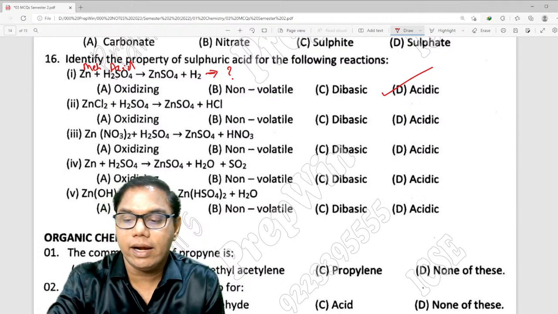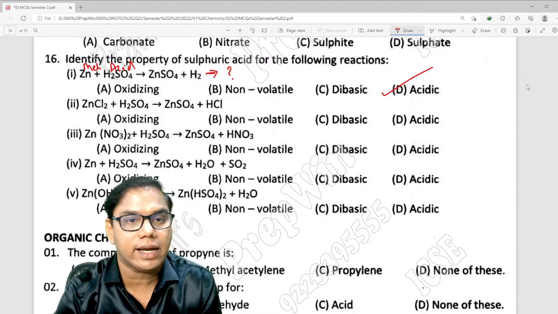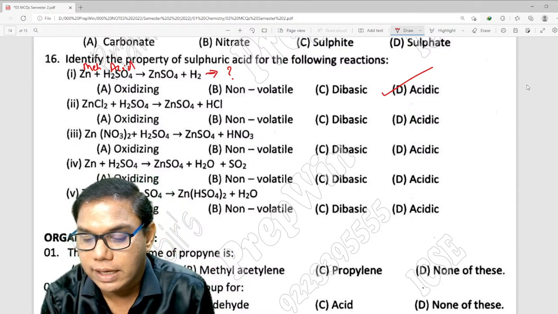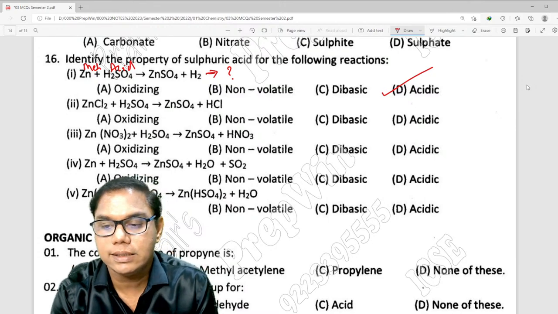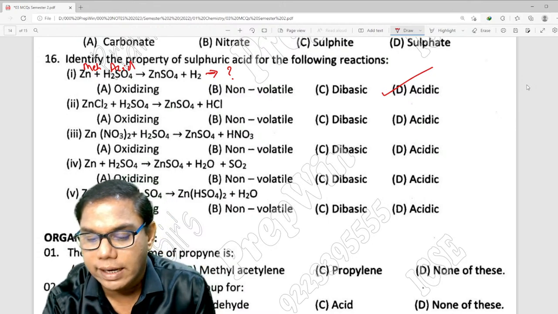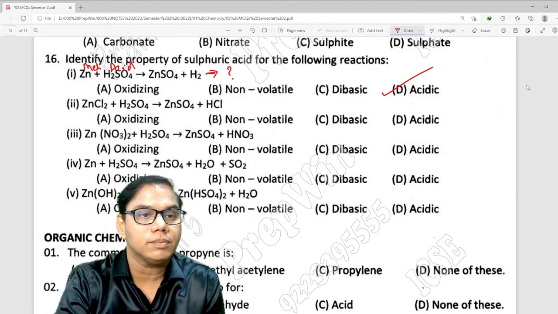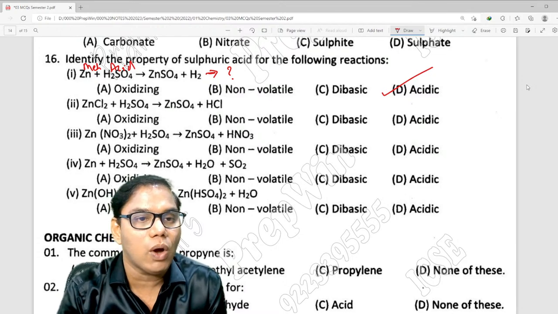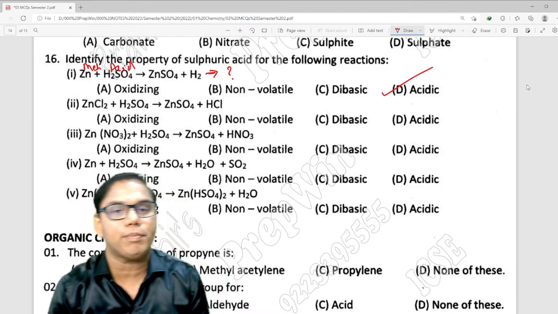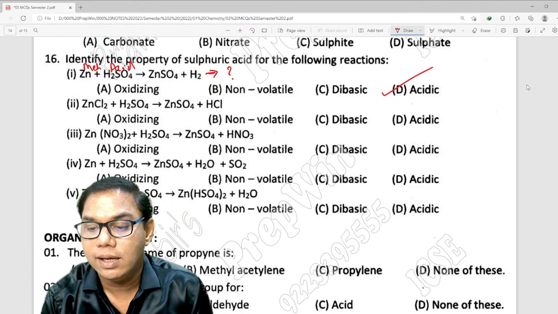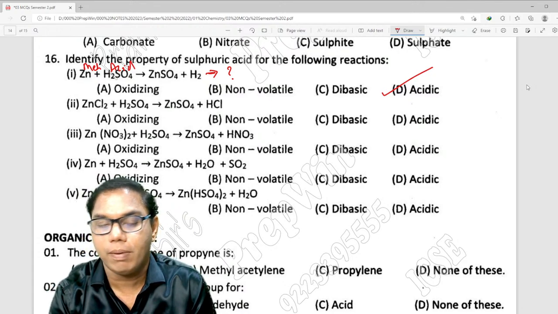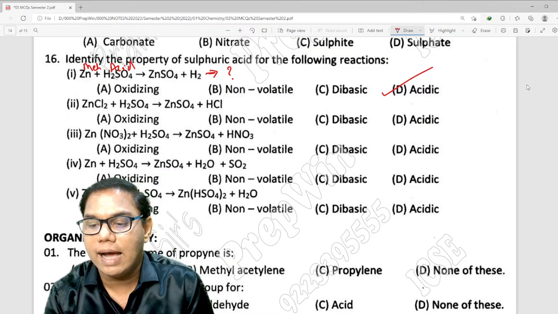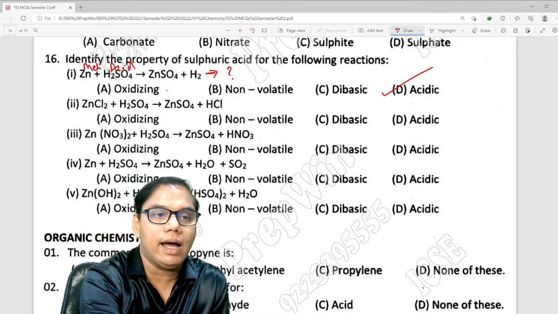Chalo, second wala. What is answer for second one? Okay. Come on. 16th ka first wala is D. What is for second one? Not B. Second. Zinc chloride, salt plus acid gives another salt plus another acid. This might be very easy for all of you. Acid plus salt gives you another acid and another salt.